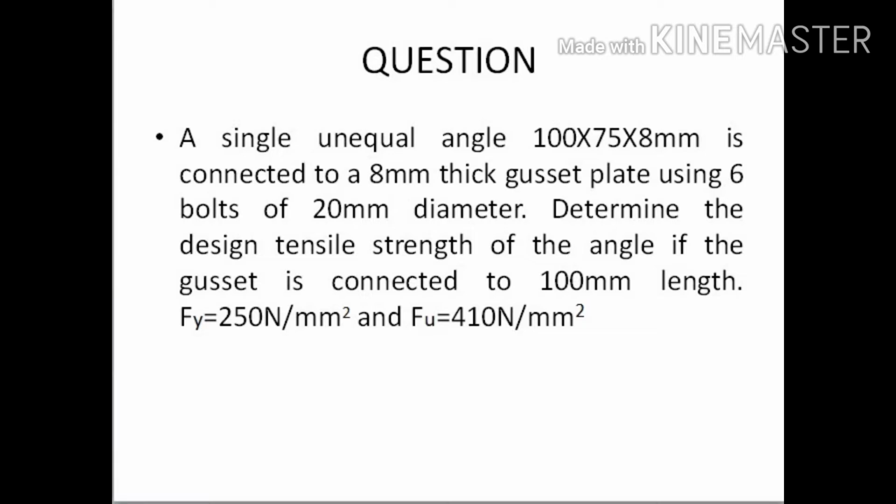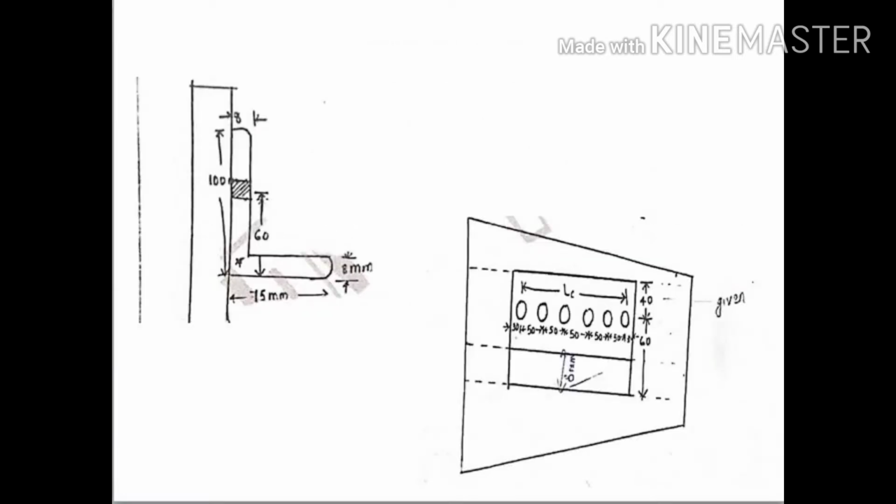Okay, then here it is provided that connected length is 100 mm and Fy, yield strength, is 250 Newton per mm square, and Fu, ultimate strength, is provided as 410 Newton per mm square. This is the figure. Here you can see this is an unequal angle and the connected length is 100 and outstanding length is 75 mm and 8 mm thickness.